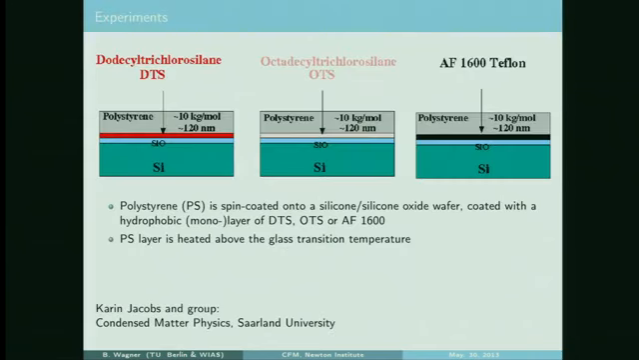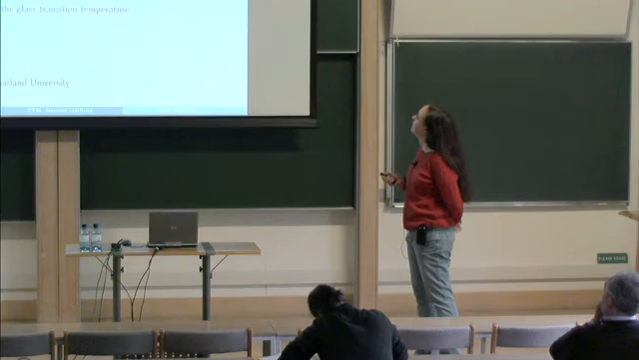Our work on this part of research started with some experiments several years ago by the group of Karin Jacobs at the University of Saarland. What they do is take a silicon wafer, which is coated by silicon oxide, very typical, and then they coat it with three different materials. These are polymer, grafted polymer chains.